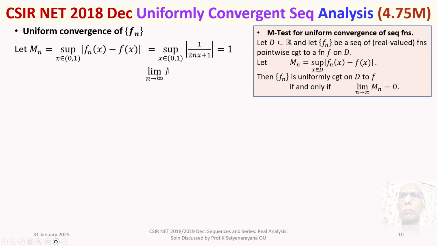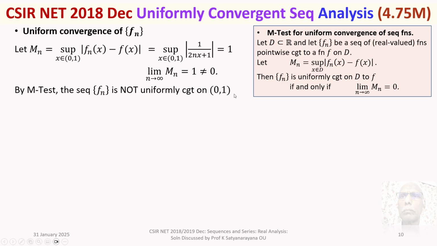Now, Mn is 1 for all n, so the limit as n tends to infinity of Mn is 1, which is not equal to 0, violating this theorem. Therefore, by the M test, the sequence fn is not uniformly convergent on the open interval 0 to 1. Thus, statement 1 is not true.